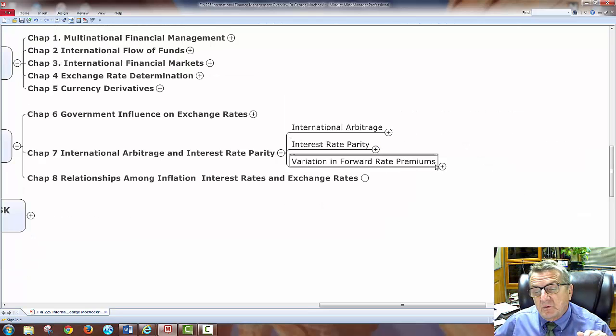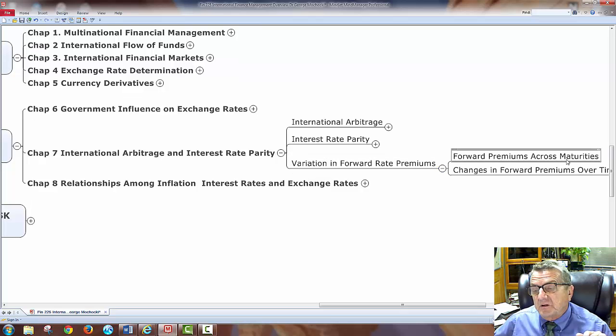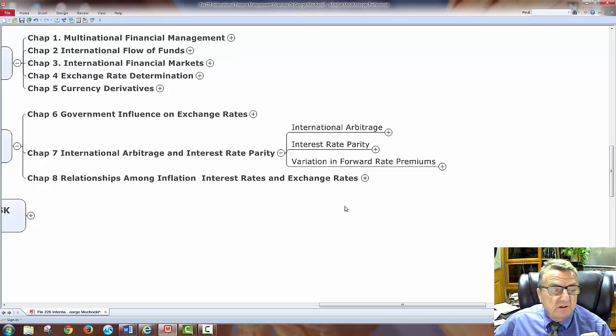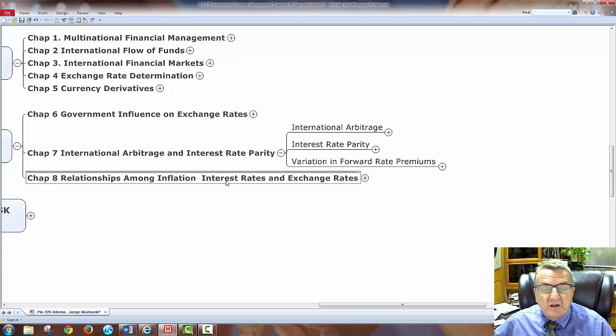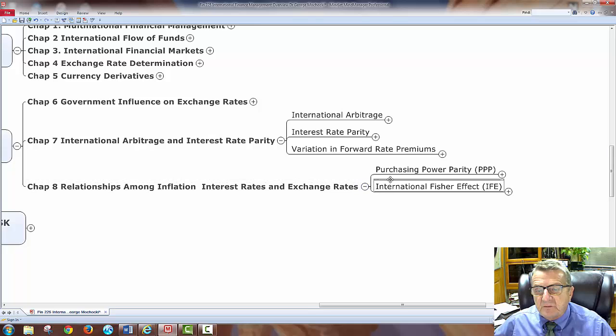Okay, variations of forward rate premiums. Again, forward rate across maturities: when did it mature? We talked about certain bonds that come to maturity, certain obligations that we have to pay, or IOUs in finance, and now we're going to look at the same thing from an international perspective. Okay, and the last one, the relationship among interest rates and exchange rates. It makes a big difference.